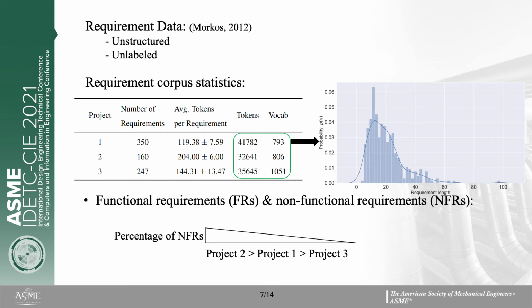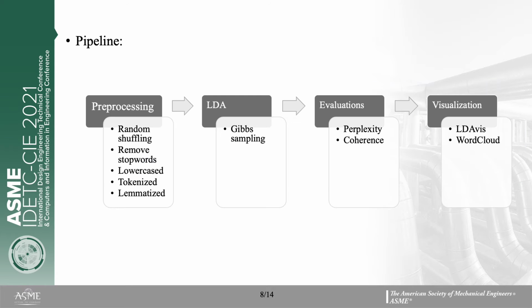Another way to look at requirement documents is to see them as functional and non-functional requirements. Non-functional requirements contain themes such as product warranty, instruction, and delivery. And also, non-functional requirements tend to have many low-frequency words. Based on the percentage of non-functional requirements, we can sort projects in this order. We pick project 1 to elaborate on since it contains a good amount of both functional and non-functional requirements.